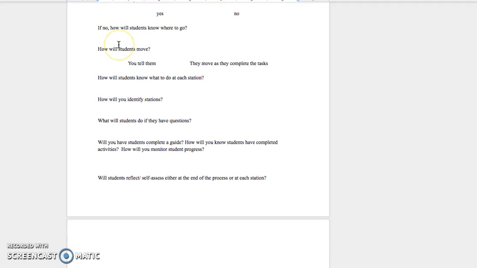I consider how students will know where to go. Very often, I'll give my formative assessment before the lesson, and then on the formative assessment, when I return it to students, I will mark down their paths. Station 1, Station 6, Station 8, and that's how they will know where to go.